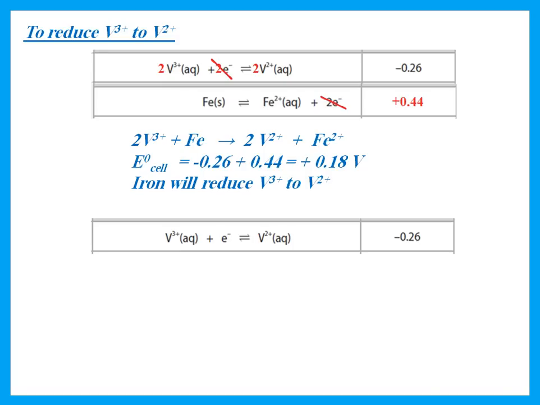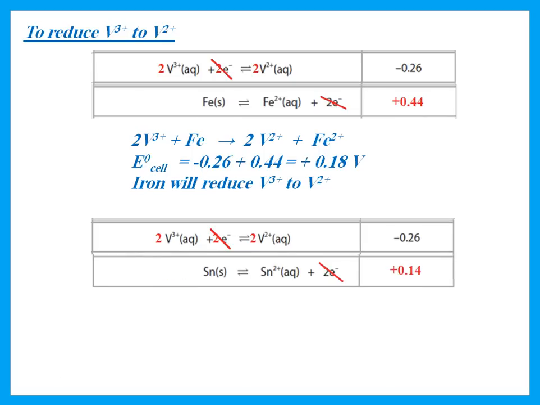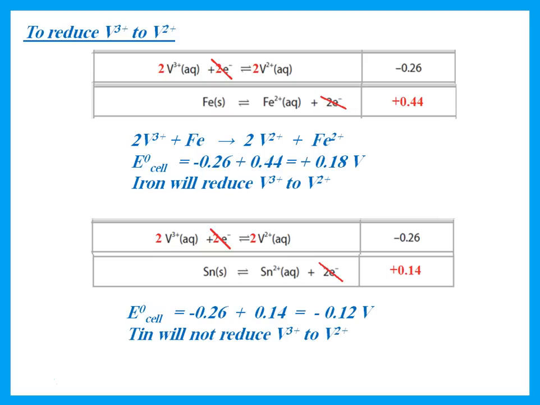Now, doing the same thing for the tin. This is the V3 plus to V2 plus. This is the equation for the tin, but I need to invert it. That means invert the sign, multiply the equation on top by 2 so that I can cancel the electrons, add up everything, and that means the E cell is, in this case, a negative number, and that means tin will not reduce the V3 plus to V2 plus. Do we understand how to decide whether something works or not?